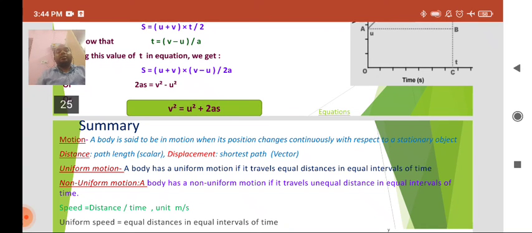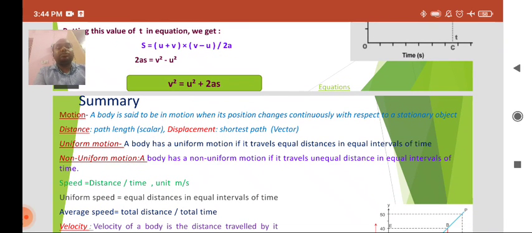Summary: in all chapters, the summary is about motion. A body is said to be in motion if its position changes continuously with respect to a stationary object. Second, distance is a scalar quantity, the path length, and displacement, the shortest path, is a vector. Uniform motion: a body has uniform motion if it travels equal distances in equal intervals of time. Non-uniform motion: a body has non-uniform motion if it travels unequal distances in equal intervals of time.